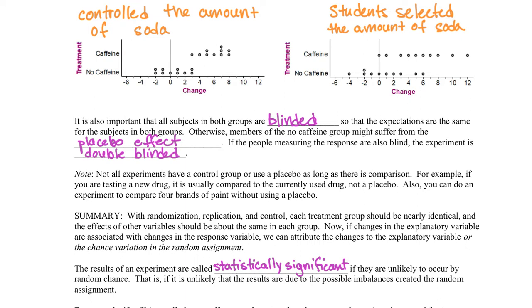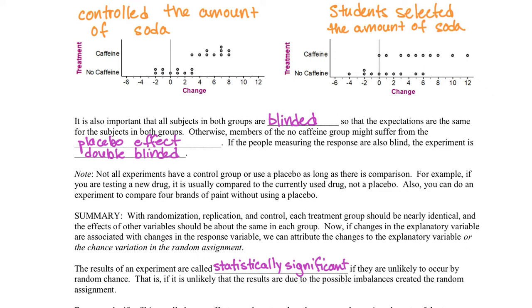Let's say we compared two groups of students and we gave both groups of students caffeine in their soda. Then we would still expect to see some difference. One group will probably have a higher increase in heart rate than the other, but that's just chance. That's just the nature of things. So we expect that chance. If our results are larger than the expected chance just due to random assignment, then that's what we call statistically significant.